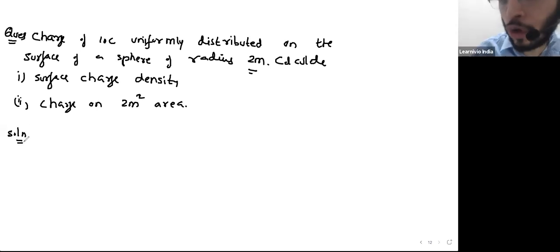Then we will start volume charge distribution. Calculate and report your answer in the chat room. Don't substitute the value of pi. You can leave your answer in pi only. Don't put pi equal to 3.14, that will make your calculations lengthy.